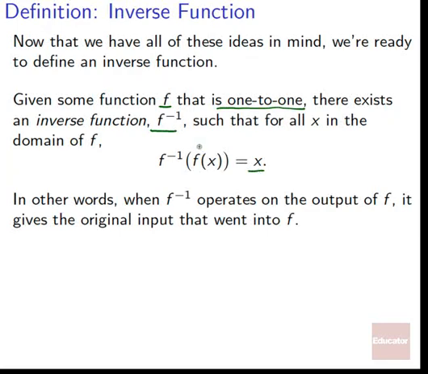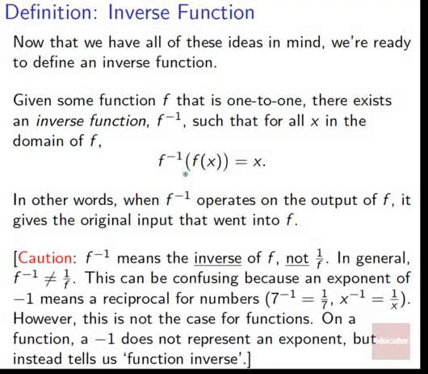So we have f acting on x like normal, and then f inverse acts on that whole thing, and it breaks the action that was done by f and returns us back to our original input. In other words, when f inverse operates on the output of f, it gives the original input that went into f.